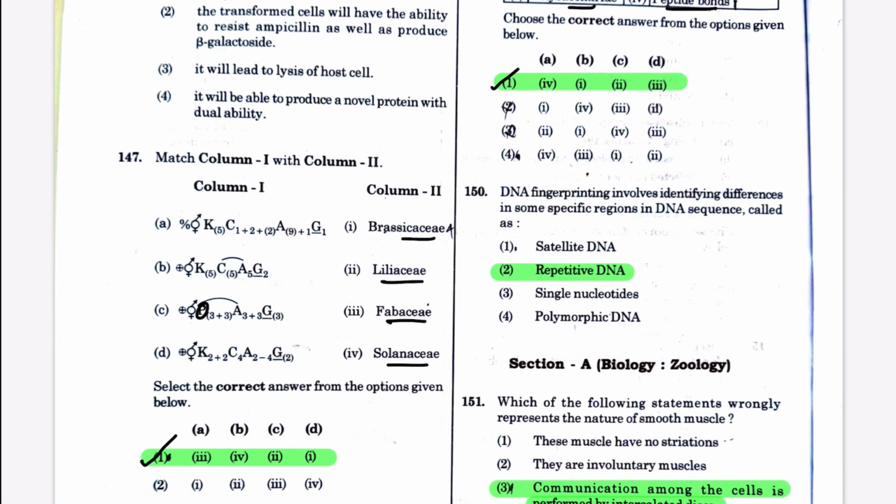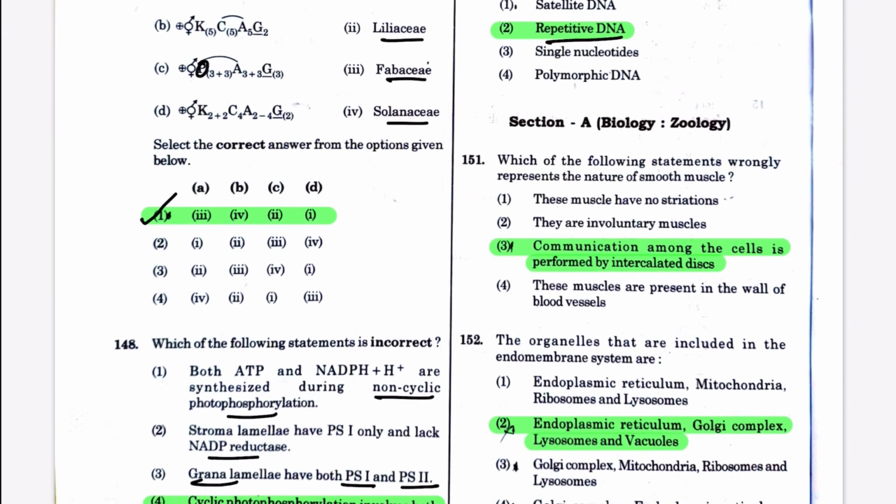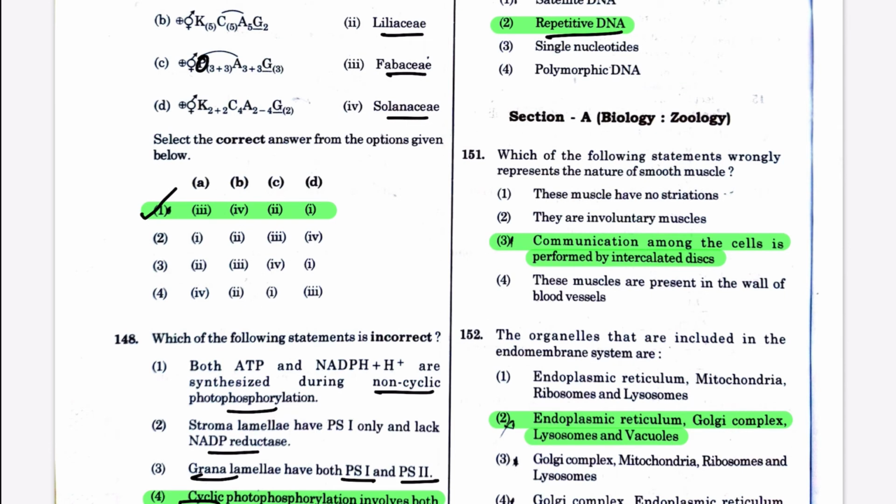150, DNA fingerprinting will involve identifying the differences in some specific regions in DNA, which is called repetitive DNA. This fingerprinting principle is only because of repetitive sequence in our genome, right? So answer is repetitive DNA. Okay, so next we will move on to section A of zoology.